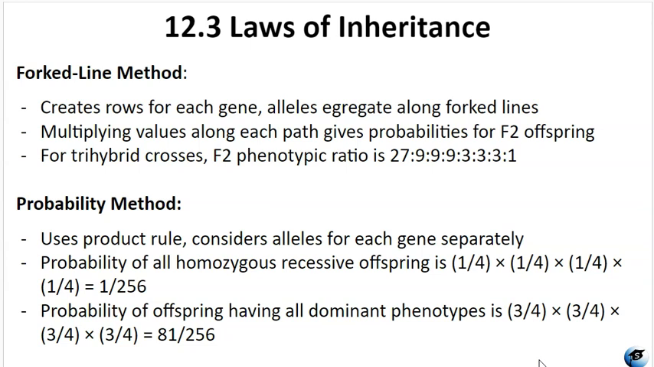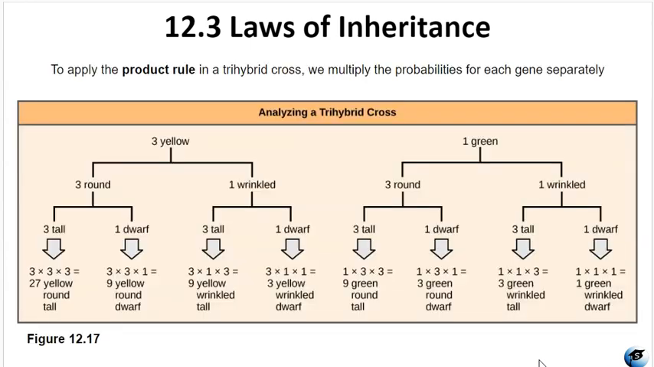The forked line method involves creating rows for each gene and segregating the alleles along forked lines based on the probabilities for individual monohybrid crosses. So multiplying the values along each path gives us the probabilities for the F2 offspring. This is a representation of the product rule. So for trihybrid crosses, the F2 phenotypic ratio is 27:9:9:9:3:3:3:1. Let's have a look at a figure. Figure 12.17 shows the forked line method used to analyze a trihybrid cross.